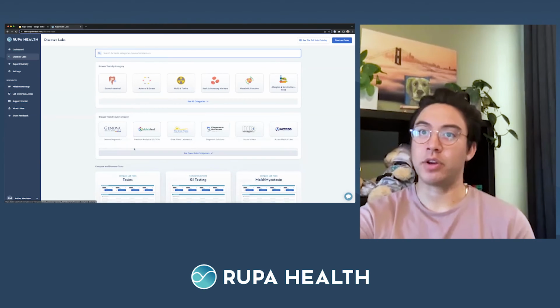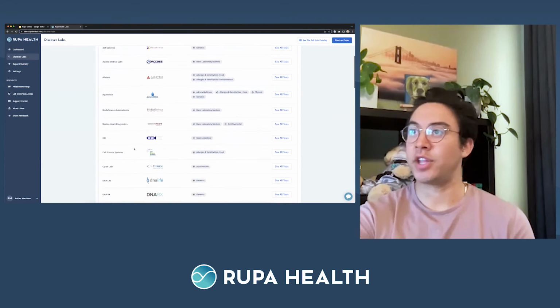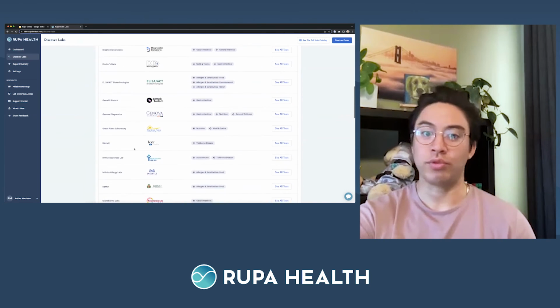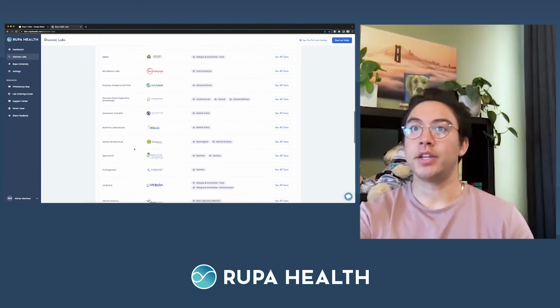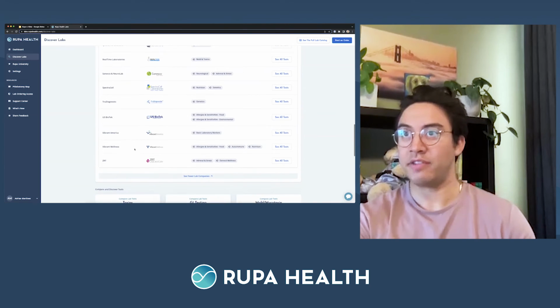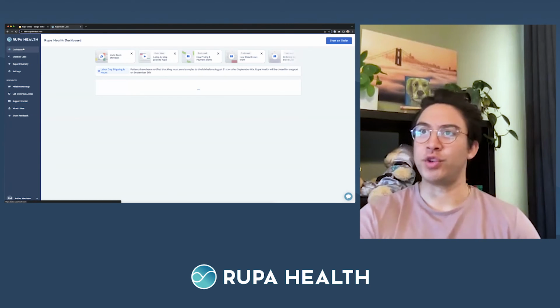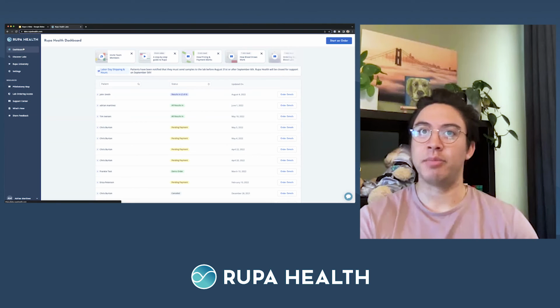So now I can come here and I can order from all those labs without having to go to each individual portal to place all those orders, without having to go to each individual portal to manage all my results, right? And so the idea here is to streamline efficiency when it comes to lab testing. Beyond that, to make life easier for you and your team, we've built out an end-to-end patient solution.